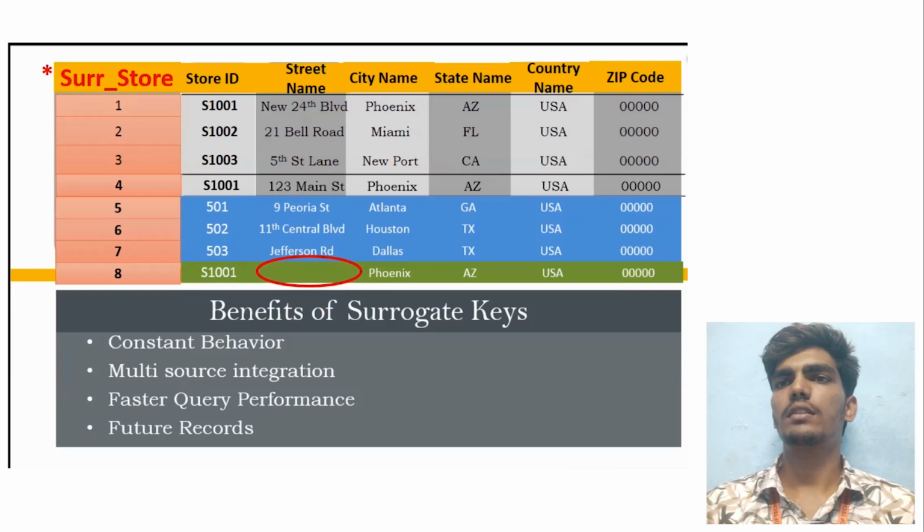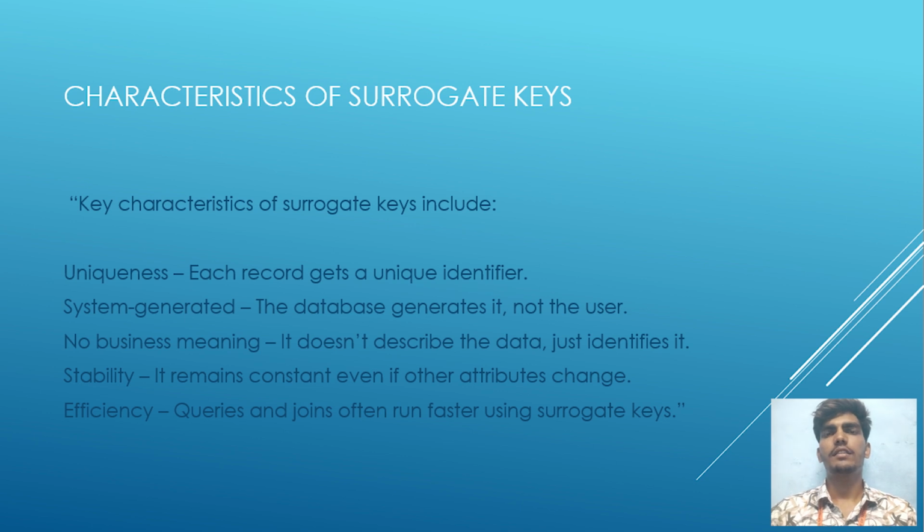Key characteristics of a surrogate key include uniqueness. Each record gets a unique identifier. System generated. The database generates it, not the user. No business meaning. It does not describe the data. It is just an identifier. Stability. It remains constant even if the other attributes are changed. Efficiency. Queries and joins often run faster using surrogate keys.